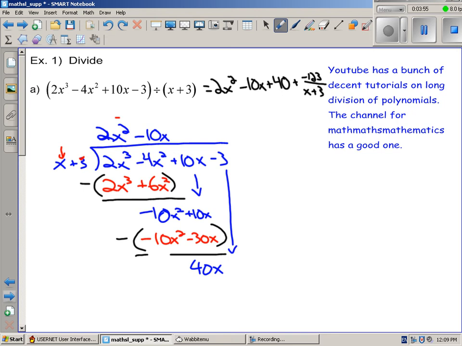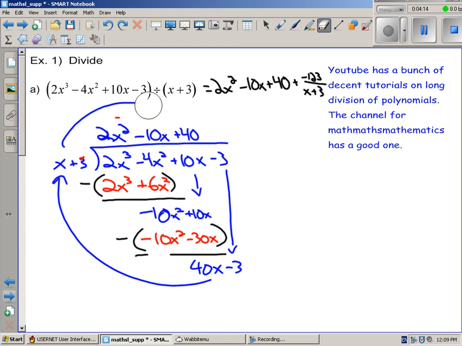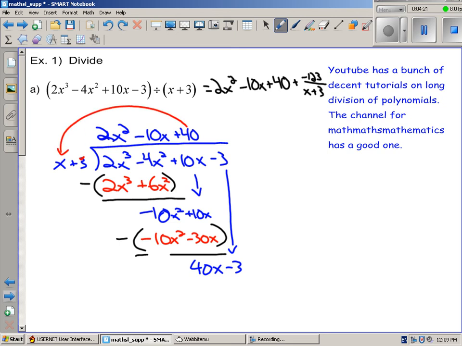And finally, we'll bring down this negative 3. Okay. Again, we've got a leading term here of, in this case, 40x. Is it divisible by x? Absolutely. If you do that, you're going to get positive 40. Okay. Multiply them back, you get 40 times x is 40x. 40 times 3 is 120. We're subtracting that whole thing off.